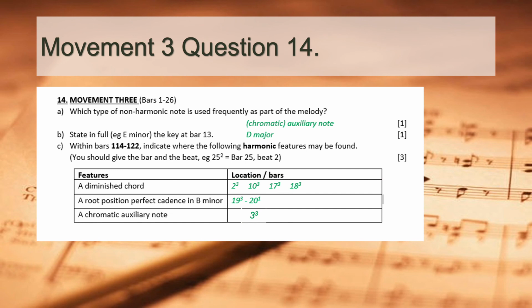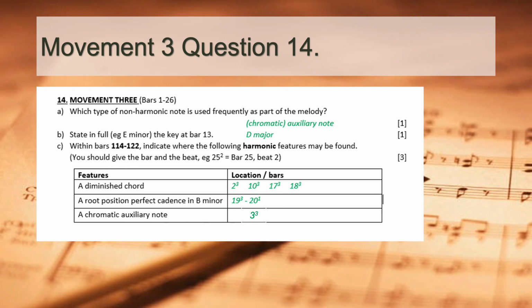Okay, so if you've got to this slide, these are the answers written down. The type of non-harmonic note that's used frequently is an auxiliary note. I put chromatic in brackets because a lot of the time it is a chromatic auxiliary note, but sometimes it isn't chromatic because the step isn't a semitone, it's a tone. So for example, when it goes up to the B and back to the A again, that's not chromatic, but it's an auxiliary note nonetheless.